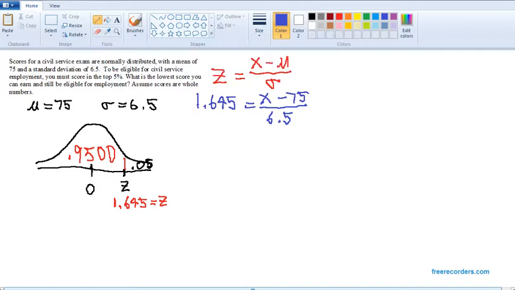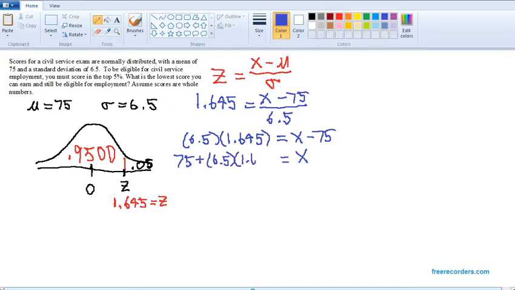So to solve this equation, we get rid of the fraction by multiplying both sides of the equation by 6.5. And then we get rid of the minus 75 by adding 75 to both sides of the equation. Now we go to our calculator. Remember, the order of operations is to multiply first, then add the 75.